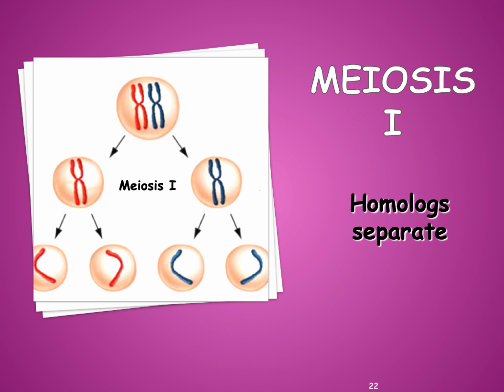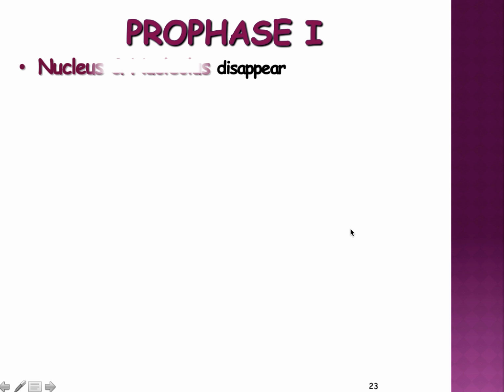So in meiosis one, you end up having, this is a great picture, your homologs separating. In this process you can have crossing over, right? That adds to recombination or genetic diversity. So let's move on.